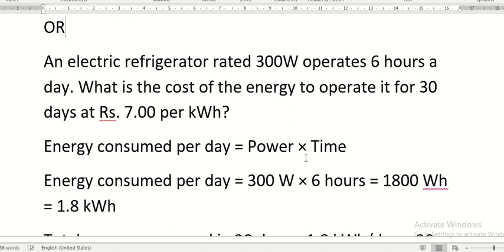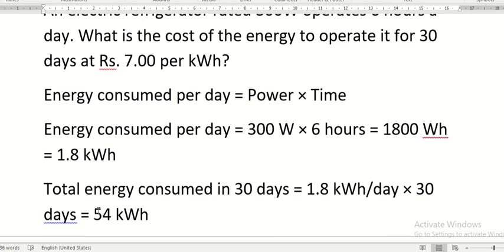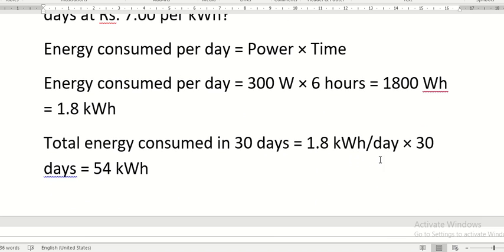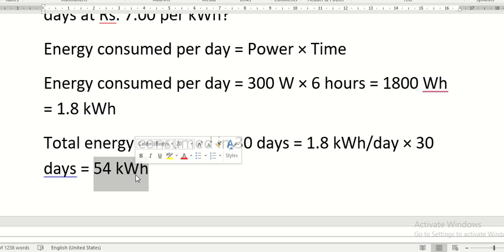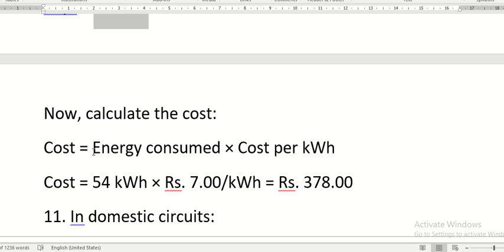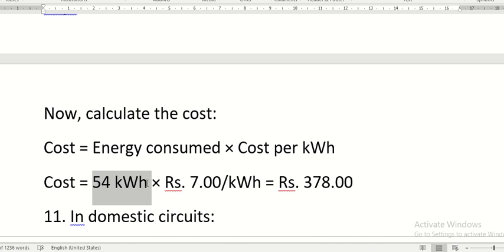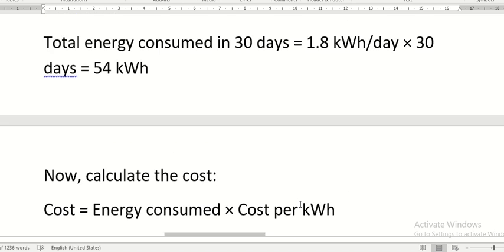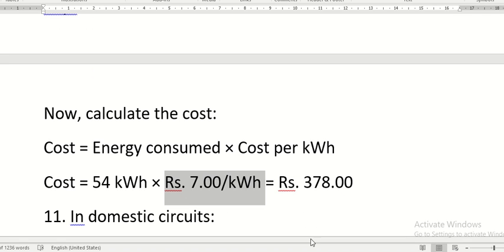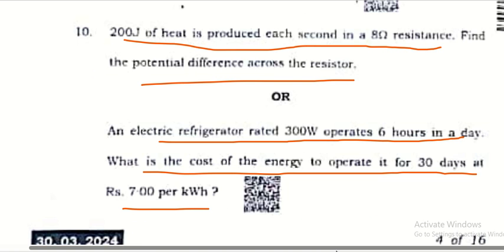Energy consumed is equal to power into time. So energy consumed per day is equal to 300 watts into 6 hours. That is equal to 1800 watt hours, that is 1.8 kilowatt hours. Then for 30 days it gives you 54 kilowatt hours. And then for the cost, energy consumed into cost per kilowatt hour: energy consumed is 54 kilowatt hours, and the cost is 7 rupees per kilowatt hour. So therefore 378 rupees is the correct answer. The total cost is 378 rupees.